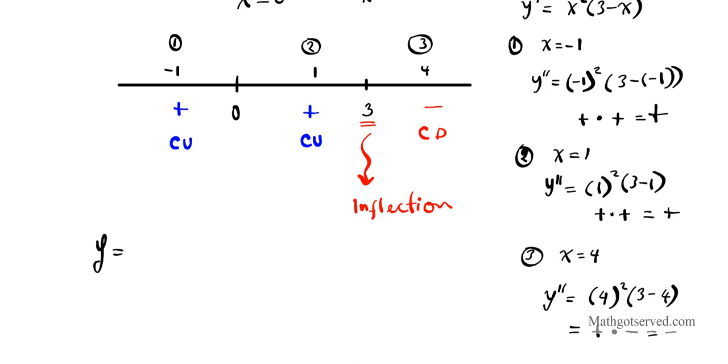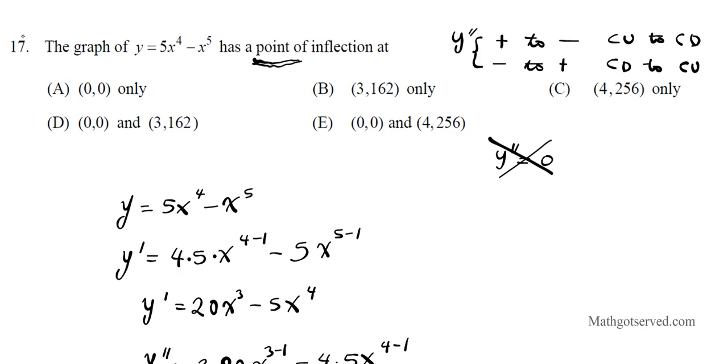we know the function is y equals 5x to the fourth minus x to the fifth. So all we'll just do is plug in 3 here and then work it out. Well, it's not really necessary. Let's go and look at the question. We can clearly see that the option is B because the x coordinate is 3. Okay? All the other ones are wrong.